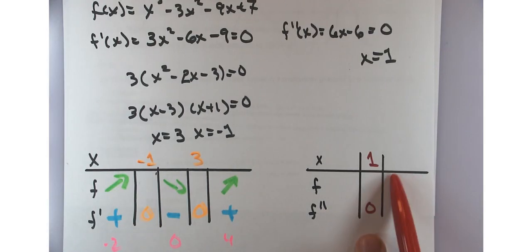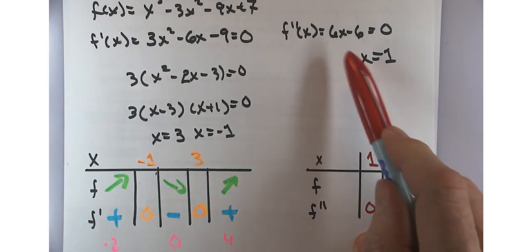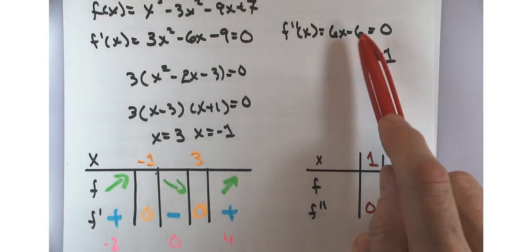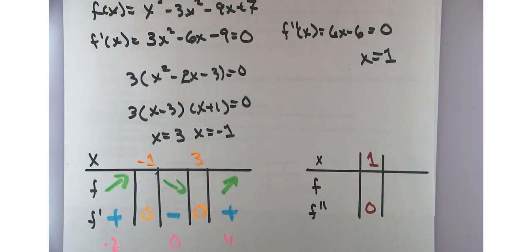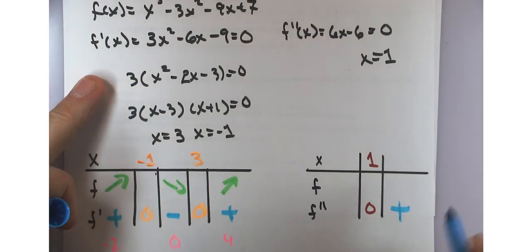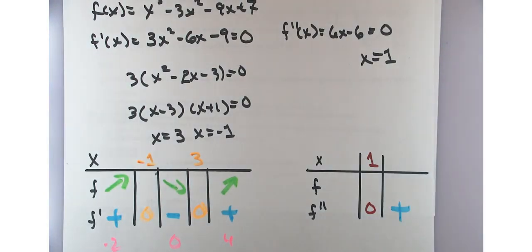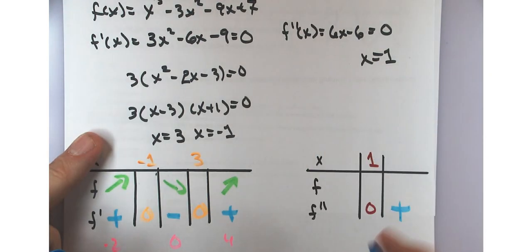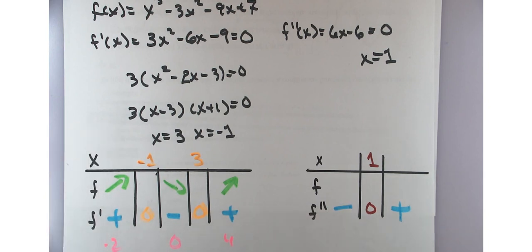What's something to the right of 1? 2. All right. 2 works. 6 times 2 minus 6. I don't even care that it's 6. All I care about is that it is positive. How about to the left of 1? 0. If I put in a 0 there, what am I going to find out about the second derivative? Negative. It's negative.